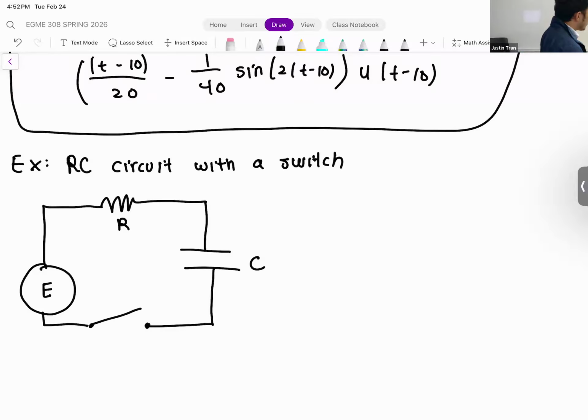All right, so this switch is going to start in the off position, and then we're going to switch it on at some point, and then we're going to switch it off again. So a very typical case you would tackle with step functions.